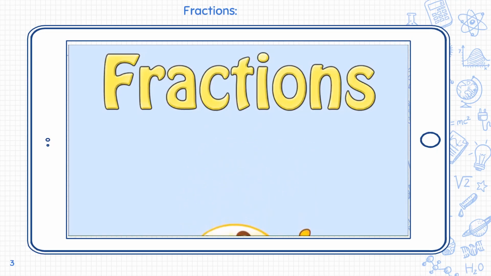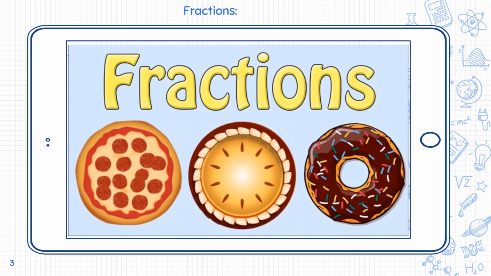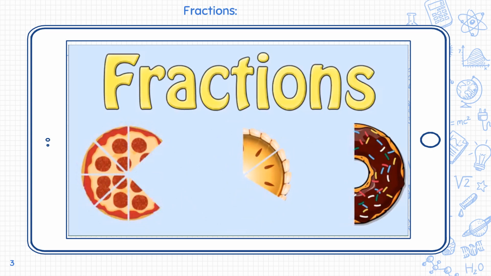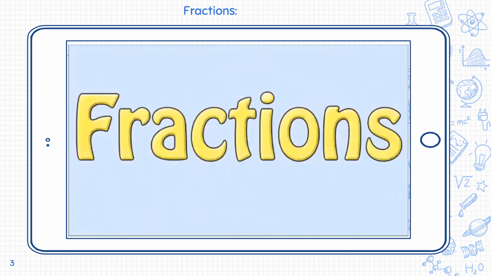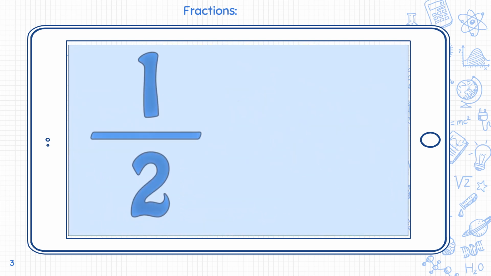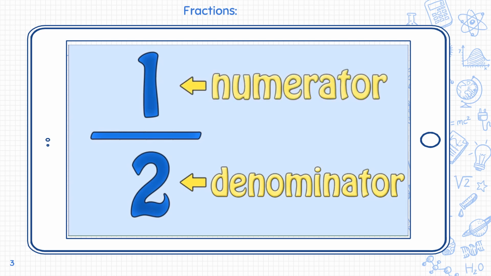It's easy to count whole things like a pizza, a pie, or a donut. But what if we only had part of one? How would we count it then? We'd use fractions. A fraction looks like this. The bottom number is called the denominator. It shows how many equal pieces an object has been divided into. The top number is called the numerator. It shows how many parts of the denominator you are looking at.